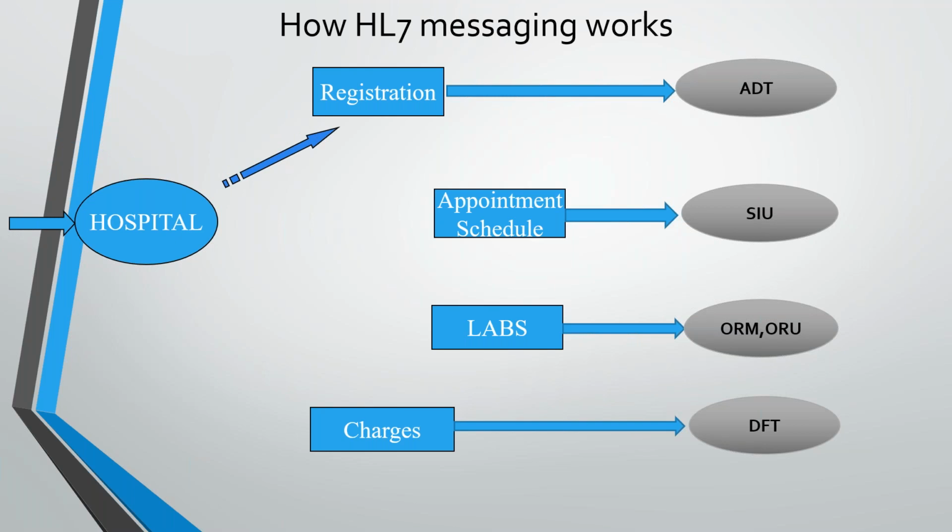But in terms of HL7, we have a dedicated name for each and every category that we have discussed just now. So for example, if you talk about registration, it is called an ADT message. An ADT message is nothing but anything which is related to registration will be represented with the name of an ADT. So the name ADT means admit, discharge, and transfer.